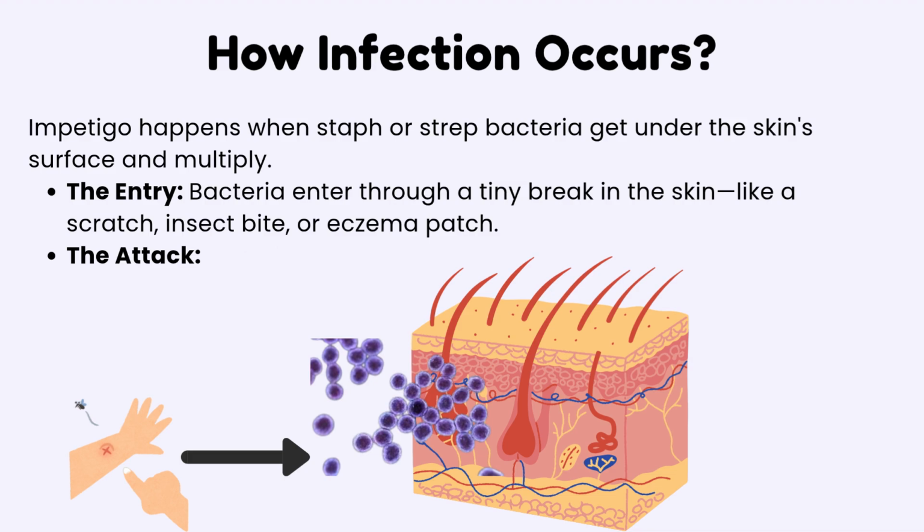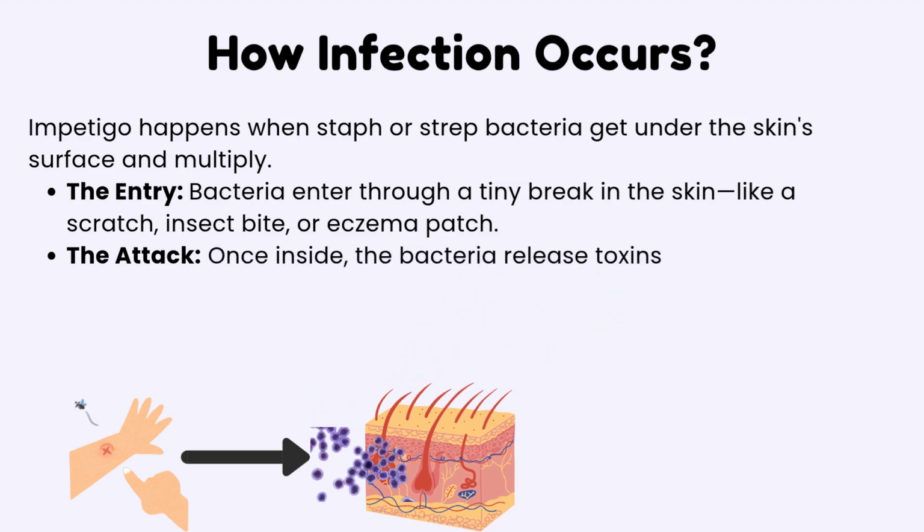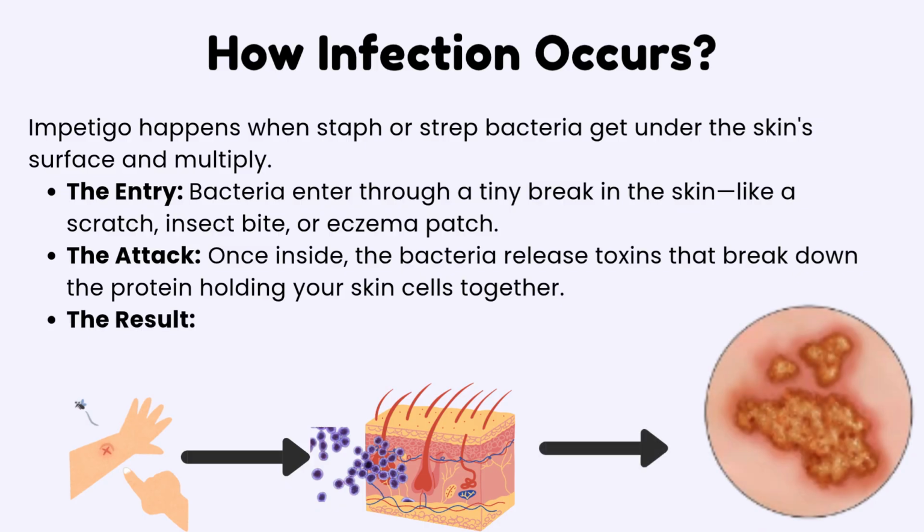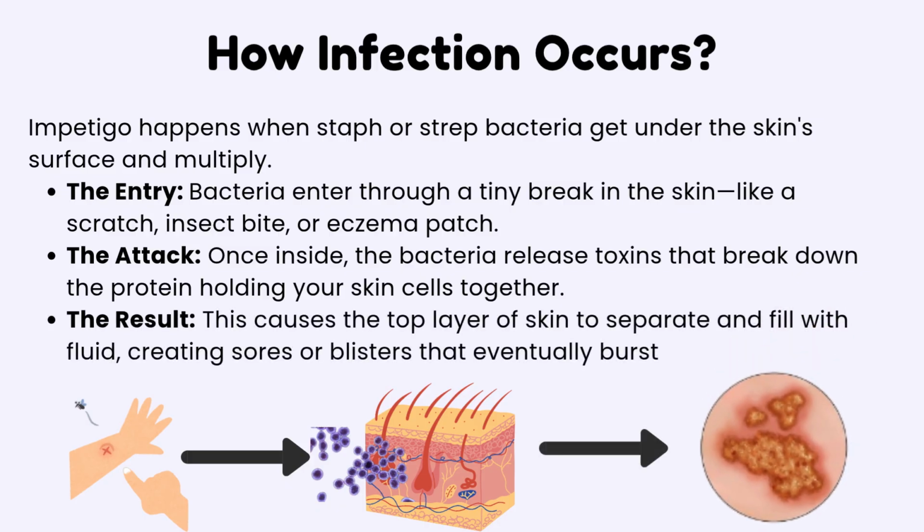The attack: once inside, the bacteria release toxins that break down the protein holding your skin cells together. The result: this causes the top layer of skin to separate and fill with fluid, creating sores or blisters that eventually burst and form a yellow crust.